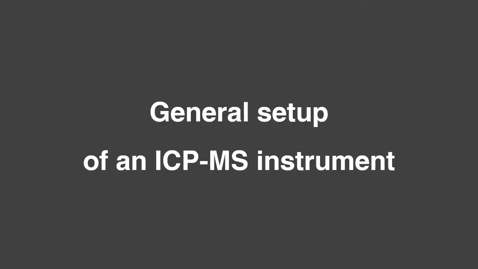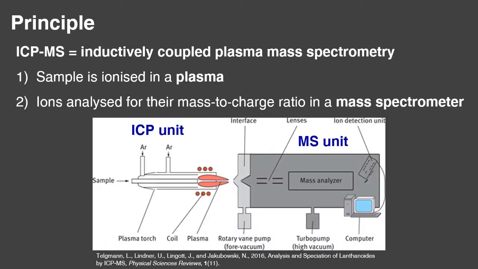Next, I will give an overview about the general setup of ICP-MS instruments. The abbreviation ICP-MS stands for Inductively Coupled Plasma Mass Spectrometry. This term includes the 2 principal components of an ICP-MS instrument. First, the sample is partially converted to ions in a plasma, or ICP unit. A plasma is a state of matter. It comprises charged particles, that is ions and/or electrons, and is therefore electrically conductive. The ions then are subsequently analyzed for their mass-to-charge ratio in a mass spectrometer, labeled here as MS unit.